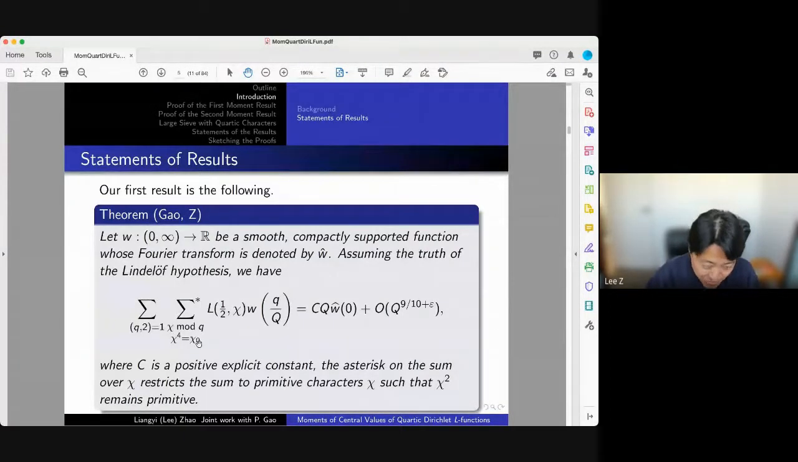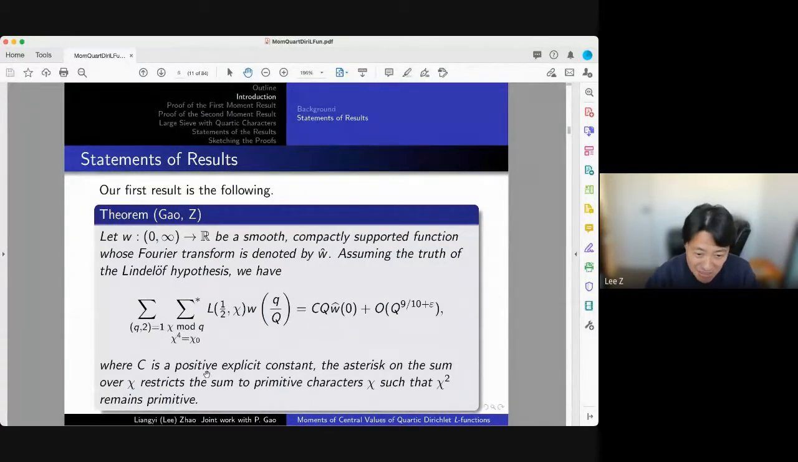over the quartic characters, and also running over the moduli of chi. And this average value satisfies this asymptotic formula. So it equals some constant times Q. Q is this Q here, which is the approximate size of the moduli of chi, and W hat of 0. So the W hat is the Fourier transform of W, evaluated at 0.